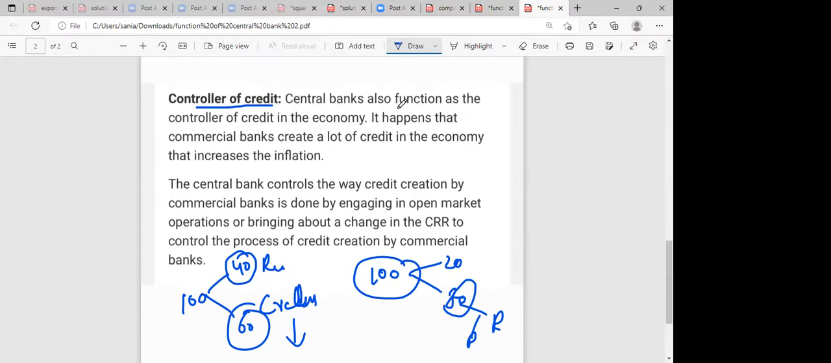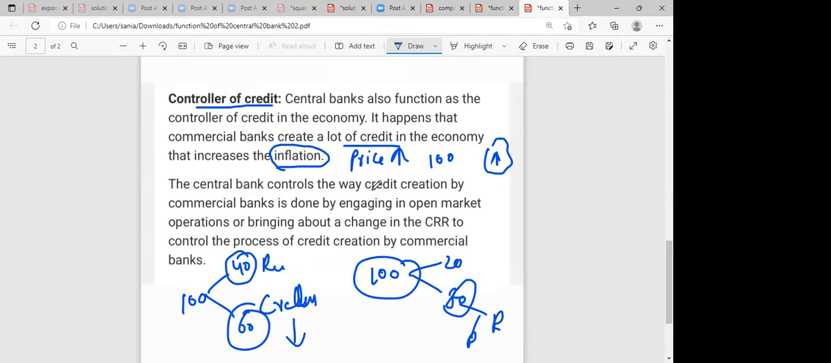So this is how the central bank controls. The central bank also functions as a controller of credit in the economy. It happens that commercial banks create a lot of credit. A lot of credit means lots of people deposit. That's why they create lots of credit in the economy. That increases the inflation. Now you must be wondering, ma'am, what is inflation? We will understand that. Inflation is something where prices are being increased. When you have lots of money, as a shopkeeper I will think that you are very rich, so I will increase the price. This happens in the economy when there is lots of money, prices increase.